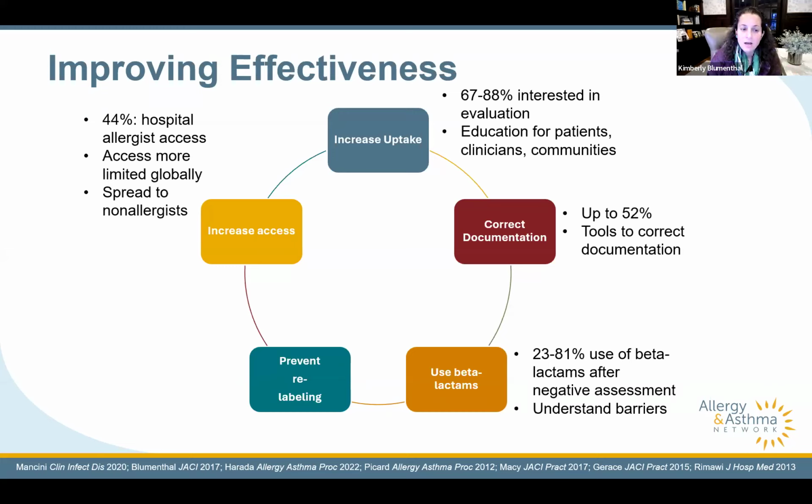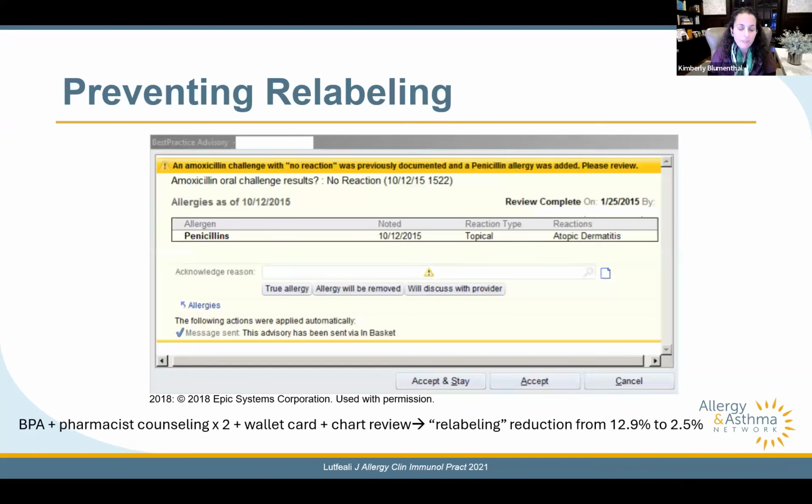After testing, we have to use beta-lactams. Maybe after a delabeling, the patient or the clinicians are still nervous about using beta-lactams. So we have to understand those barriers to encourage beta-lactam use. And then finally, once we've delabeled patients, unfortunately, that pesky label comes back. We have to figure out how to prevent relabeling. Again, tools to correct this documentation.